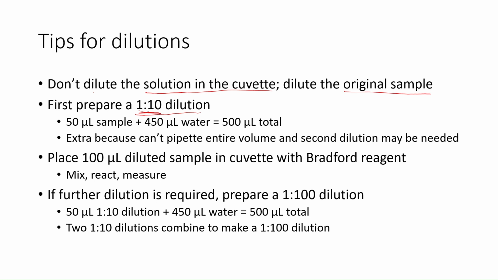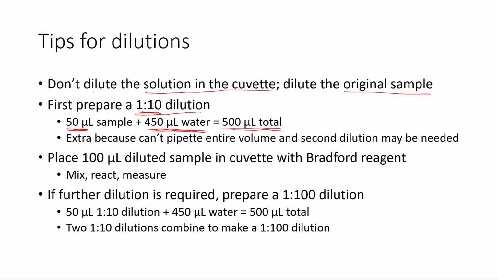So in this case, we're making a 500 microliter total volume. 1/10 of that is 50 microliters. So you'll take 50 microliters from your unknown sample, and then you'll dilute that out to 450 microliters of water, because you want to just add water to make up the difference between your 1/10 and your total volume.